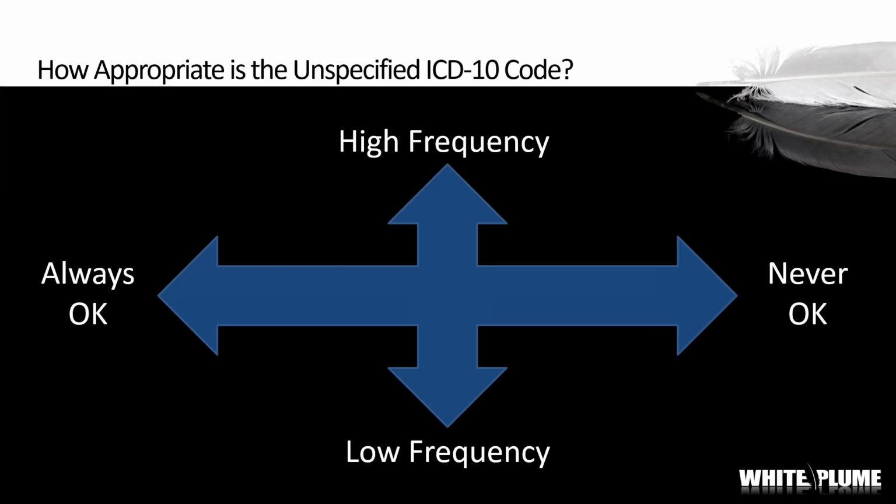And then I need to think about, well, is this something that is always okay? Like vitamin D deficiency unspecified. Or is this something that is never or very rarely okay? Like unspecified osteoarthritis. Because again, if it's something that is never okay, I want to make that type of correction. I want to be able to use the more specific code so that I can prevent the denial.